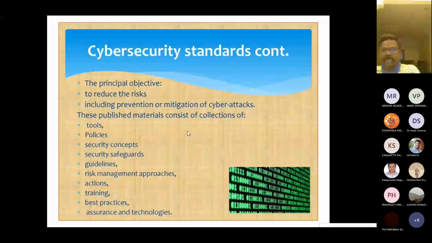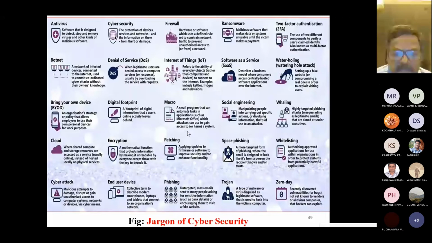So these are the jargon of cyber security, my dear friends. These are the cyber attacks. You must know it. I'm going to explain very important cyber terms and cyber attacks. First, you need to know the jargon of cyber security: antivirus.